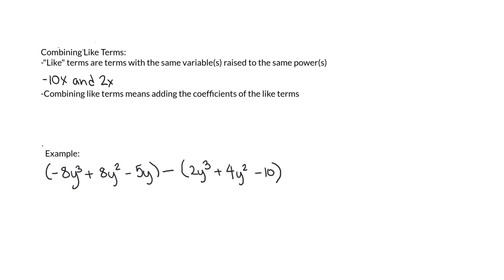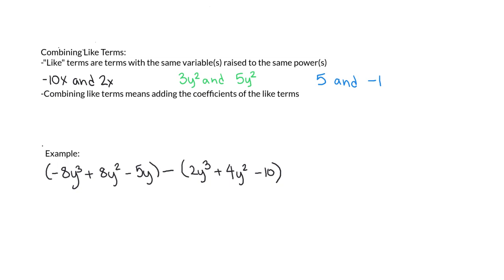Or 3y squared and 5y squared are like terms, because in both of those we have the same variable raised to the same power. The coefficients do not need to be the same. Another example of like terms would be just two numbers. So 5 and negative 1. Two numbers without variables would be considered like terms.